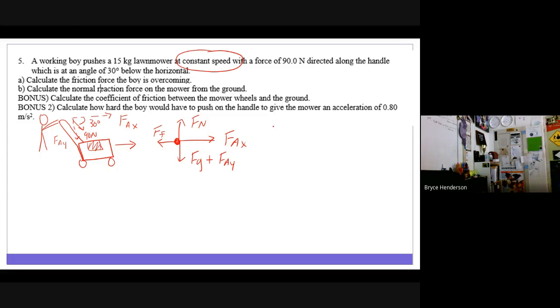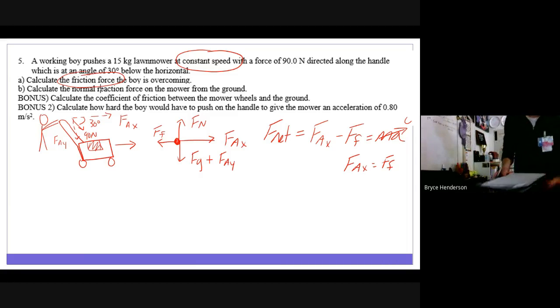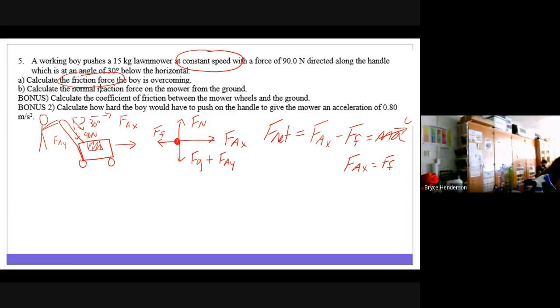And so if we're in dynamic equilibrium, that means the net force, which would be force applied X minus force of friction, equals ma. But if I'm moving at constant speed, what's my acceleration? 0, which means this goes away, which means force applied X equals force of friction. Which means if I want to know the frictional force, all I have to do is find FA sub X. How do I find FA sub X? I've got an angle, I've got a force.